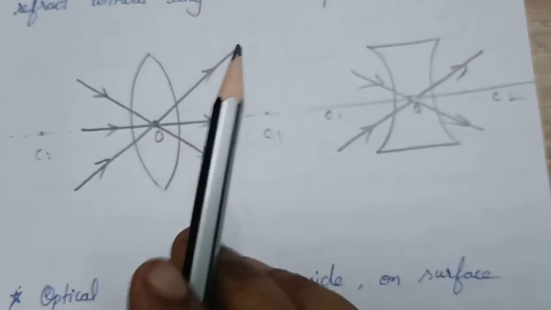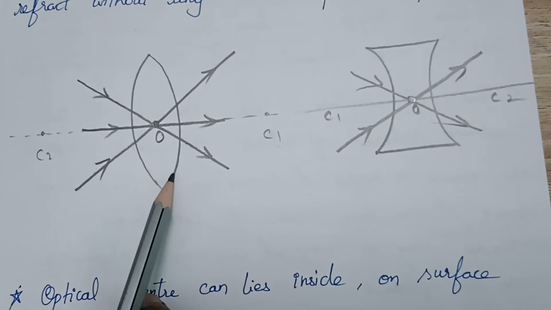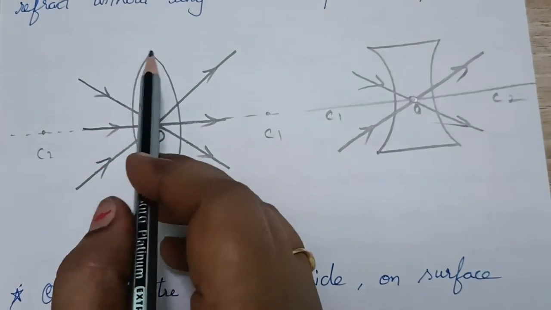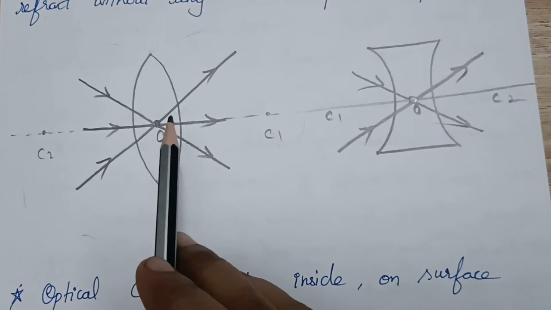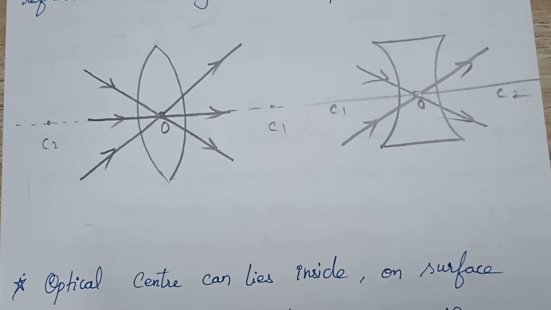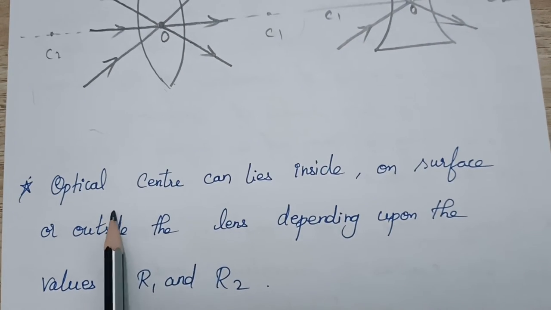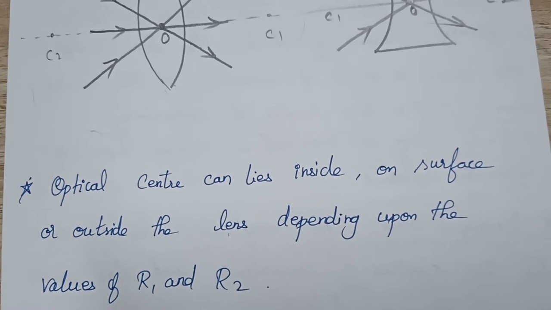And also, actually this optical center is not always at the center part of the lens. Here I have drawn a double convex lens and a double concave lens. So here, both the radii of the sphere and of this imaginary sphere are the same, then you will have the optical center at the center of the lens. But this optical center will not lie at the center of the lens in the case of a plano convex lens or a plano concave lens, or convex-concave lenses, because the radii of the two surfaces will differ. So the optical center can lie inside, on the surface, or outside the lens depending upon the values of R1 and R2.